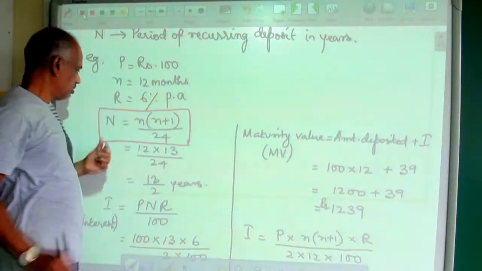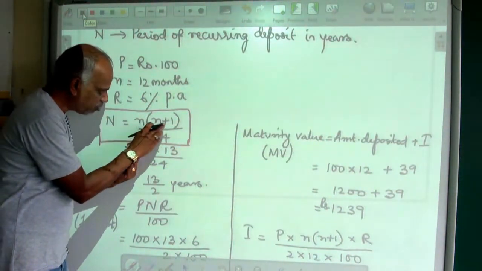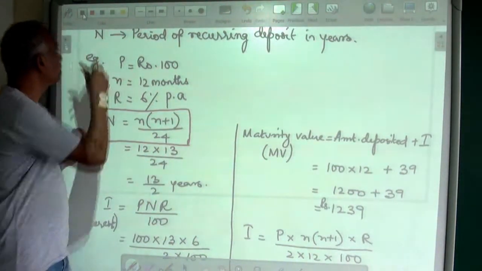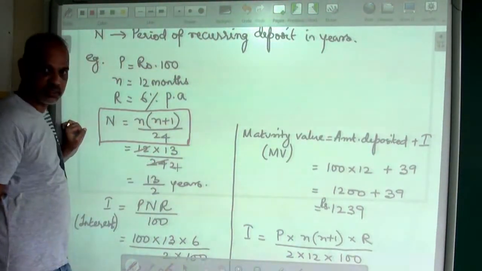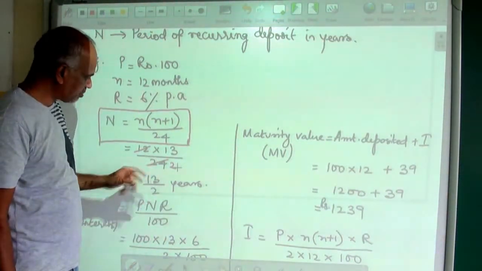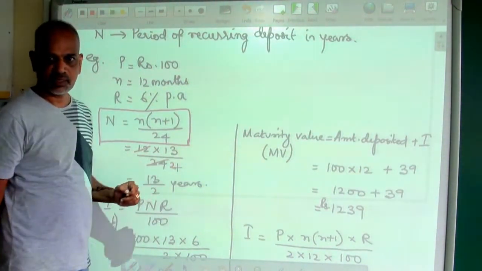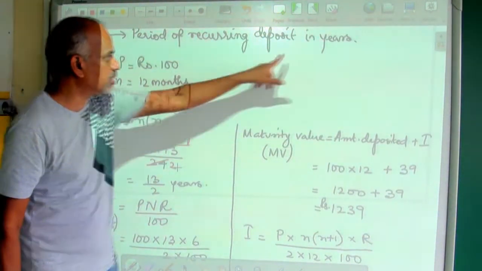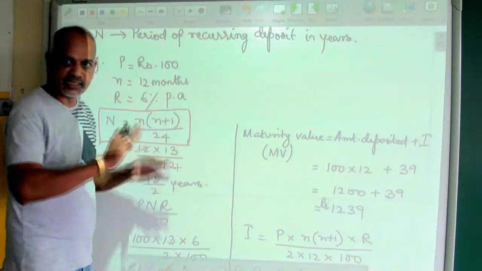Now, let's find capital N. Capital N will be small n, which is 12, into 12 plus 1, which will be 13, divided by 24. To simplify this, you can cancel 12 and 24 twice. So you are left with 13 by 2. No need to divide this and write it as a decimal. Let it remain 13 by 2. Now the time is in years. Originally you started with months. The capital N value you found is time in years, which will be used for calculating your interest. So 13 by 2 years is the time period.